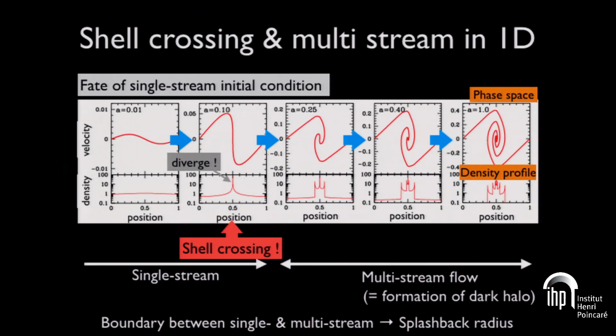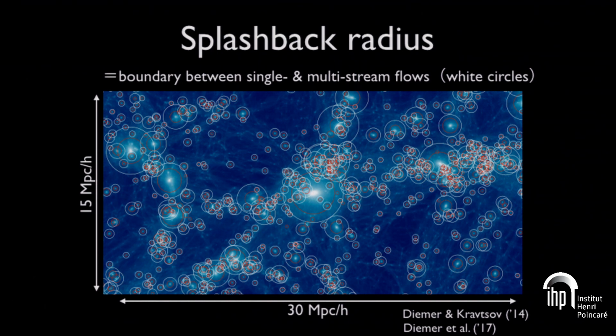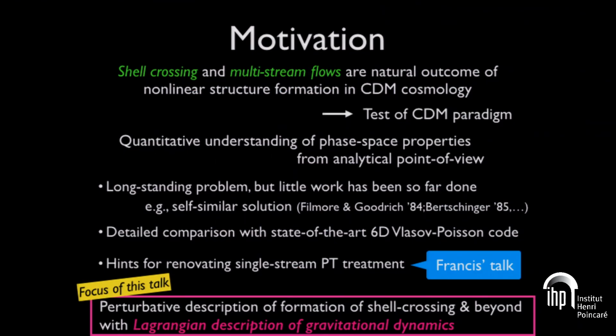This is just one dimension, but if you look at the three-dimensional result of an N-body simulation, you really see such a multi-stream structure. Here, this white circle is the boundary of single stream and multi-stream flow. It is now called the splashback radius, and is getting popular especially in cosmology. Inside, multi-stream flow is developing, while outside the flow is still single stream. But you see many circles, meaning that we cannot ignore such multi-stream regions. So this may actually affect the single stream perturbation theory treatment used to predict statistics of large scale structure.